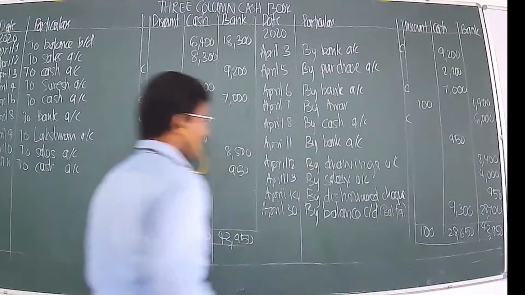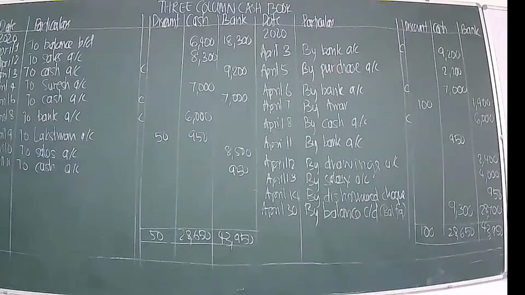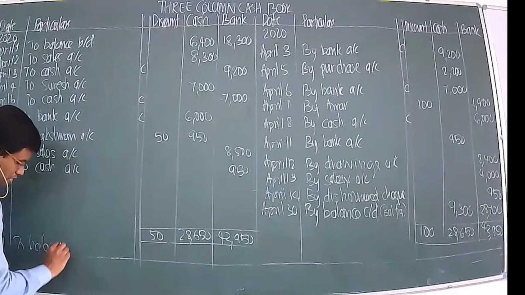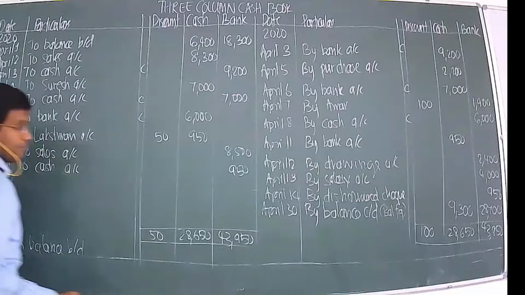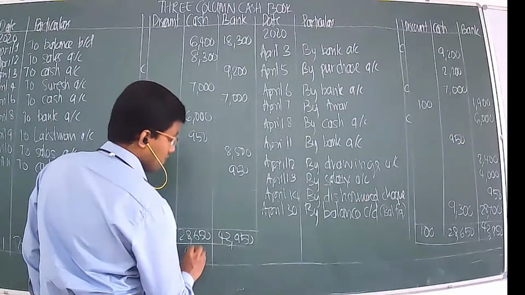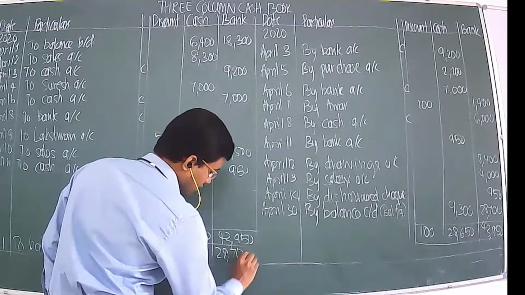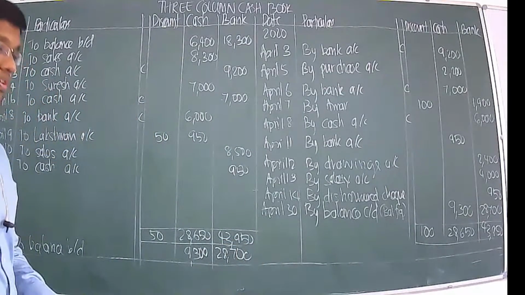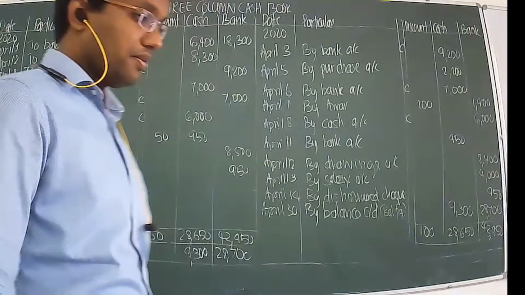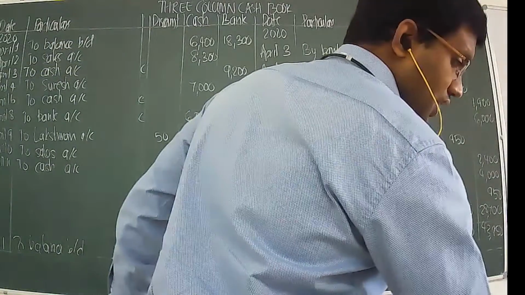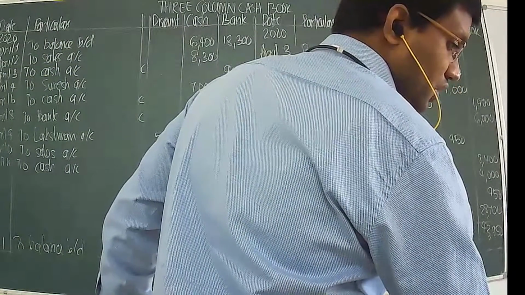Yes, sir. So by balance carried down, and these are the amounts. And then here, May 1st, to balance brought down, and the amounts are 9,300 and then 28,700. Okay, so this is how we have finished off this transaction, and we have finished off the entries for the three-column cash book.